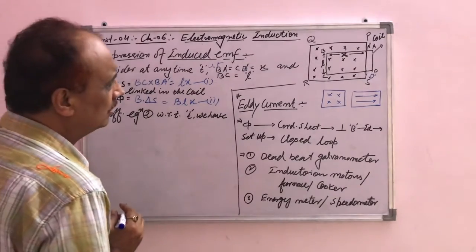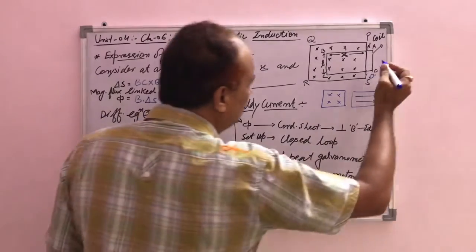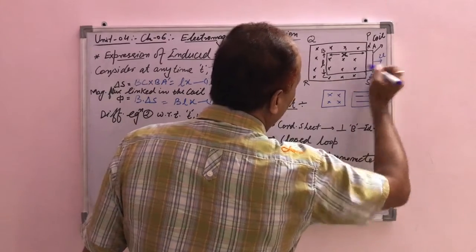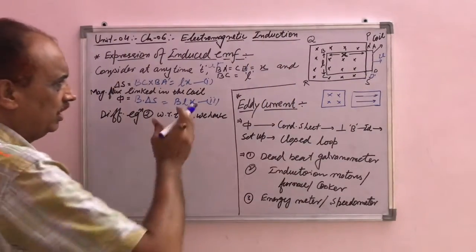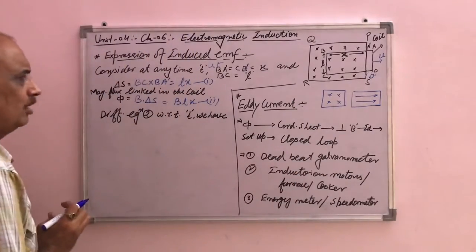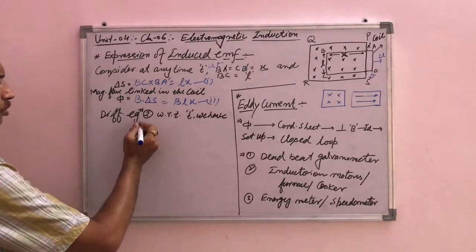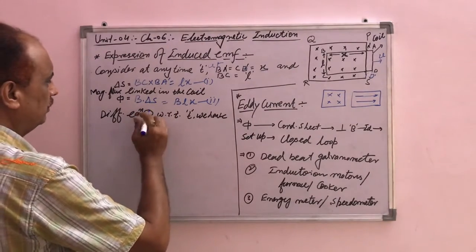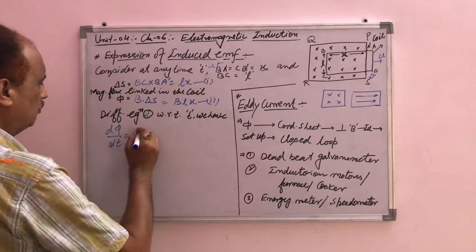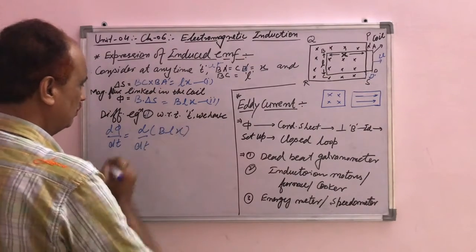Now to find out the rate of change of magnetic flux, when this coil is moved with velocity v in the outward direction, the area is decreasing. We have to find how much area is decreasing per unit time, that is, the rate of change of magnetic flux. So differentiate equation number 2 with respect to t. We get d phi over dt equal to d over dt of B L X.